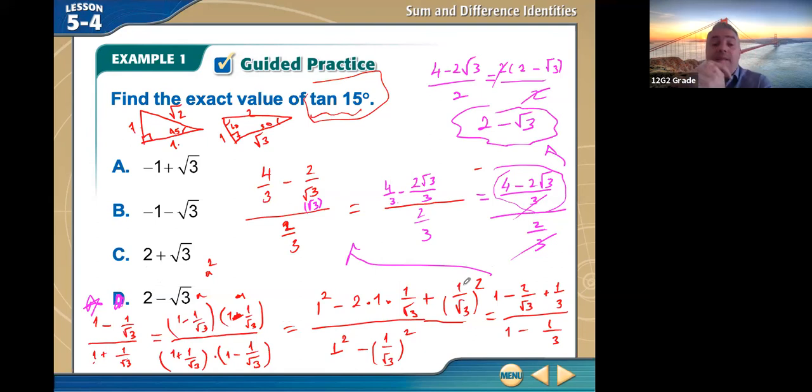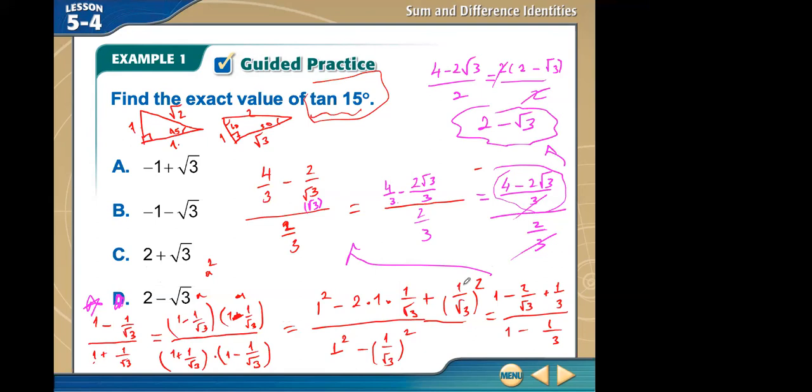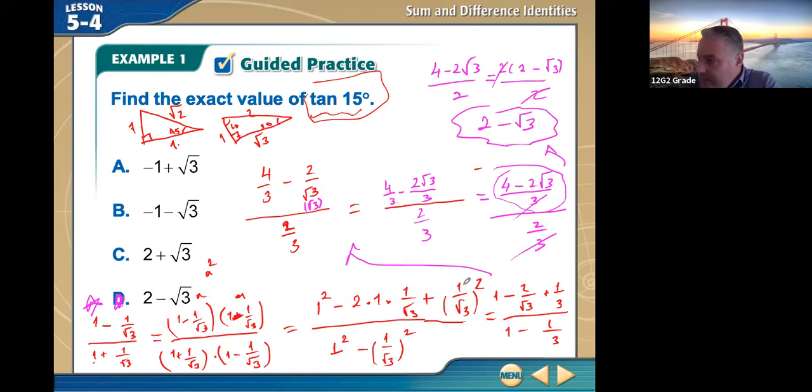For example, in an exam, what can I ask? I can ask you, what is tangent 75? What is the answer? Tangent of 45 plus 30, for example. So it is equal to tangent 45 plus tangent 30 divided by 1 minus tangent 45 times tangent 30. By the way, I said 15, it is 30, right? 75 means 45 plus 30.